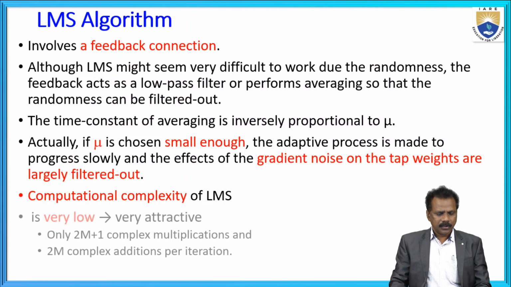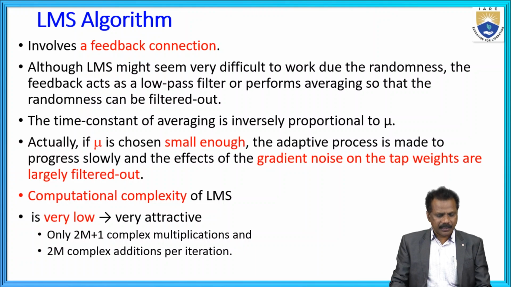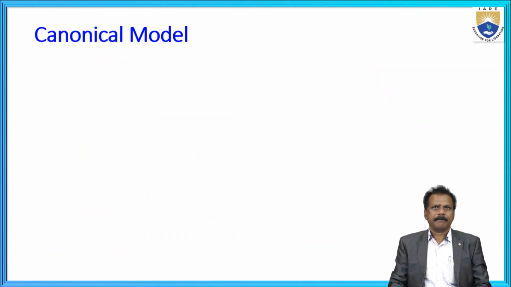The least mean square algorithm is very attractive. Only 2m plus 1 complex multiplications and 2m complex additions are needed per iteration. We verify the computational complexity and effects using the involvement of the feedback connection, the constant averaging, or the varying mu values. The computational complexity of the LMS is very low, very attractive, with only 2m plus 1 complex multiplications and 2m complex additions per iteration. What canonical model is involved?